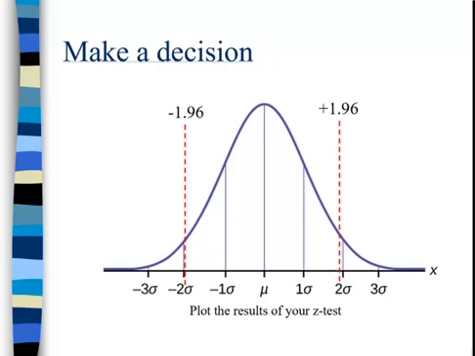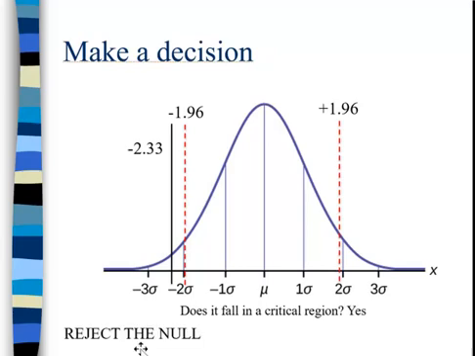What we really need to do is plot the results of our z-test. And if we were to plot that negative 2.33, it would fall over here on the left side of the distribution. And what you ask yourself is, does it fall in the critical region? This is one of the reasons why plotting these little figures is so useful, because it gives you a good visualization. Remember the rule: if our obtained z-score fell in this area or this area, then we would reject the null. It means that it falls in our critical region. And if it falls in our critical region, then we reject the null hypothesis.